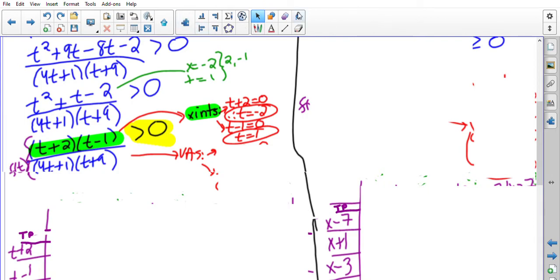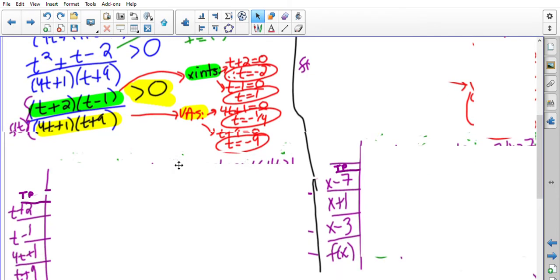Sorry about that. Our next step will be to highlight the denominator. That will help us find the VAs. Okay, so those will be -1 over 4 and -9. That's where the denominator equals 0. See how having it in factored form made all that so much easier.